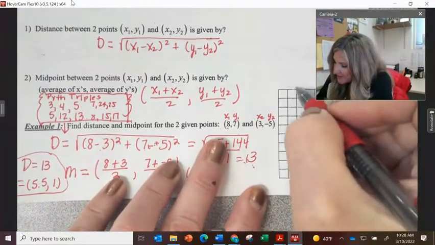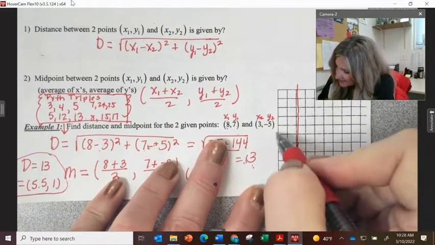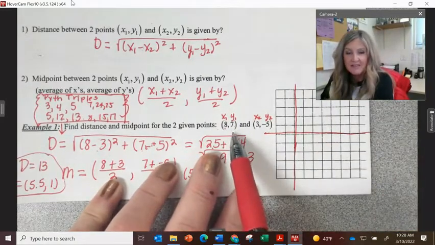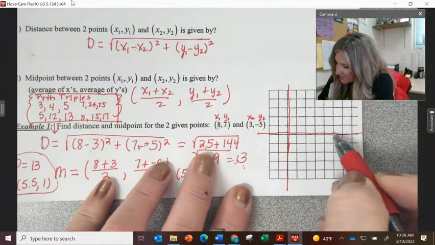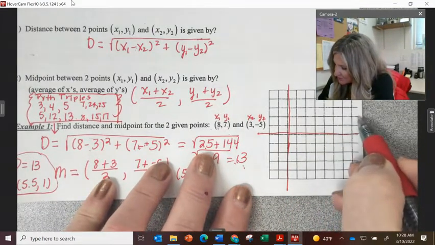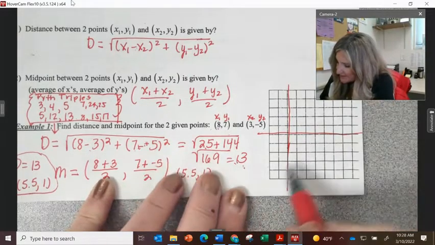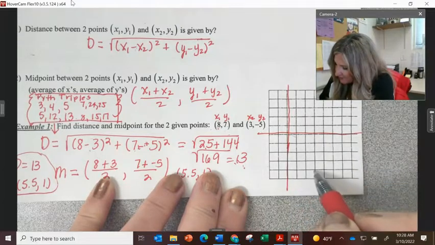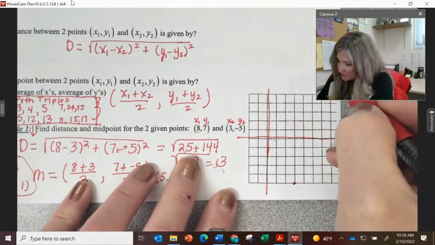Now, the reason why I included this graph here, let's see, how do I want to make this axis so I can fit it all on? Let's do this. Okay, so I put this axis here just so you can kind of see how this would work. So I'm at 1, 2, 3, 4, 5, 6, 7, 8, 1, 2, 3, 4, 5, 6, 7. And my other point is at 1, 2, 3, 1, 2, 3, 4, 5. 3, -5. So this is what we're looking at here.